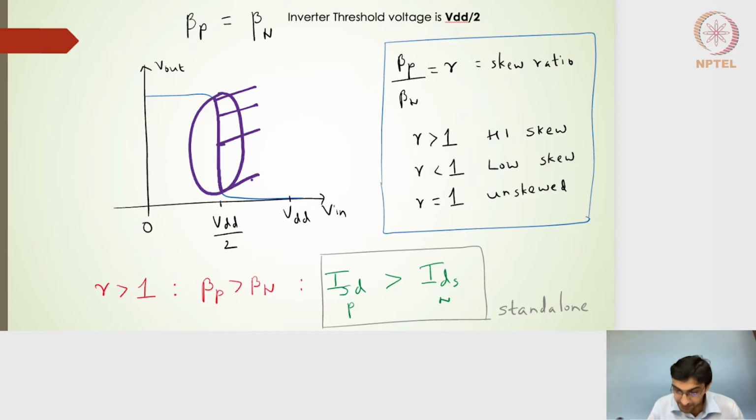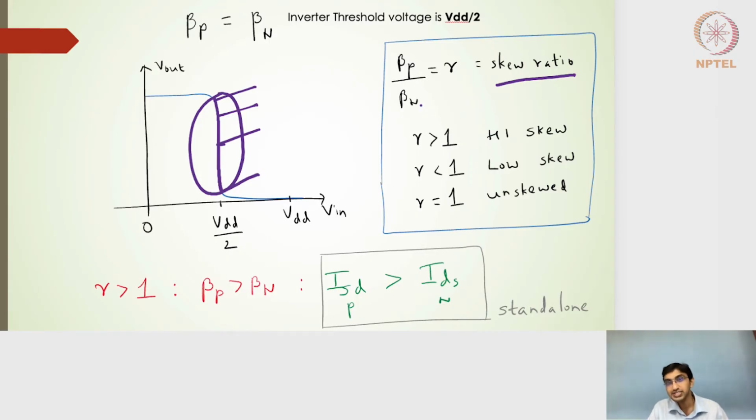Now what happens if the betas are different? That is the crux of this particular lecture. So what we are going to do is establish a different label called the skewing ratio. The skewing ratio is nothing but the ratio of the beta of the PMOS and the beta of the NMOS, right? Remember that the betas are a function of the width. So the PMOS width and the NMOS width.